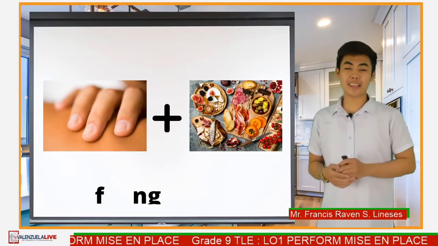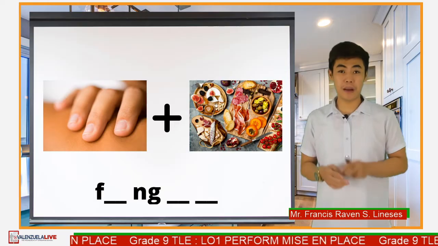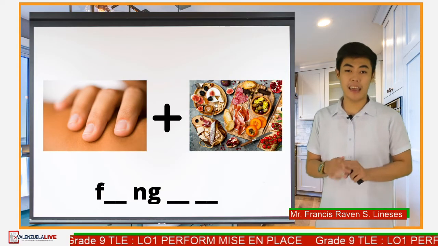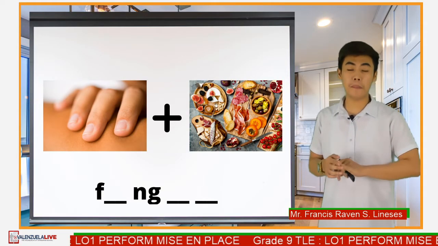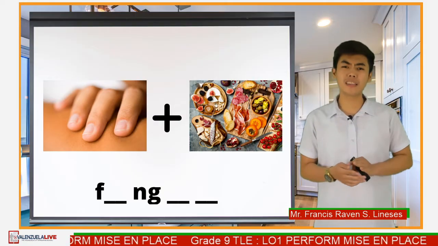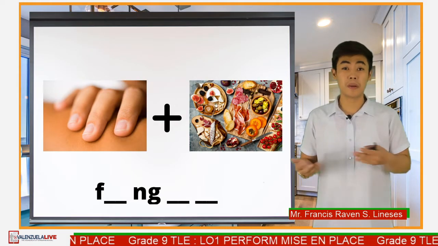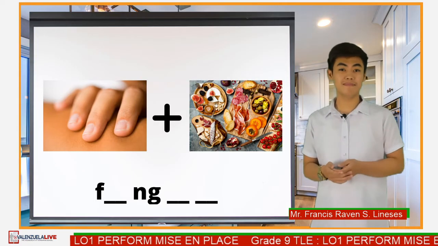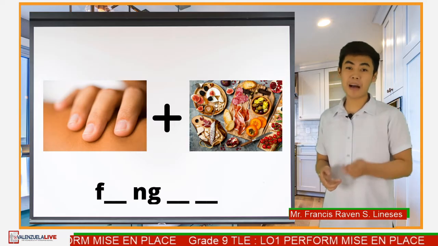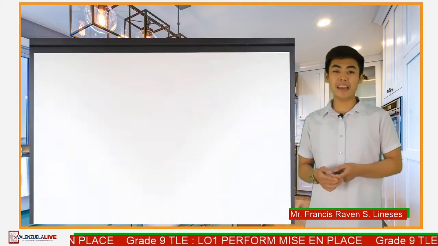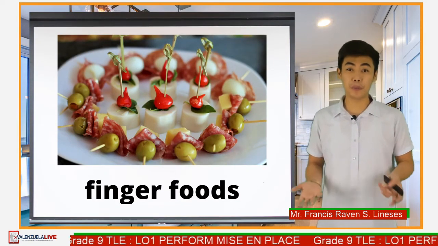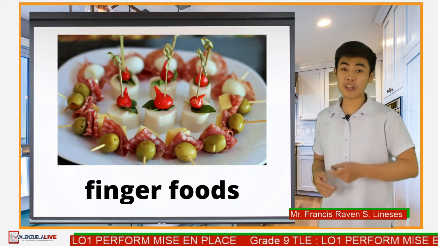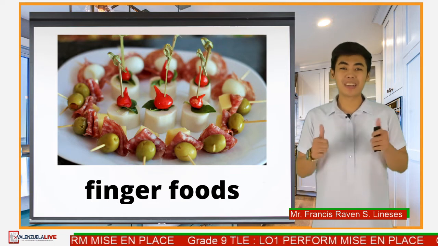For our last set of combi word, we have two picture hints. And we have F, N, and G. What is your answer? Okay, time's up. The correct answer is finger foods. Did you get it all correctly? Good job.